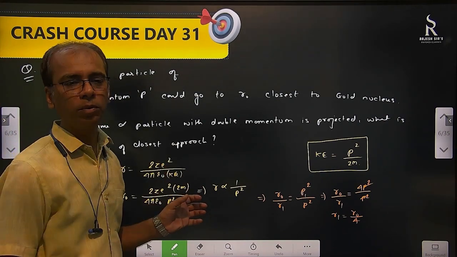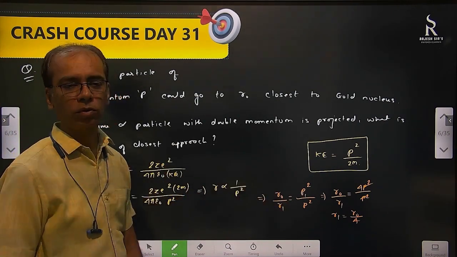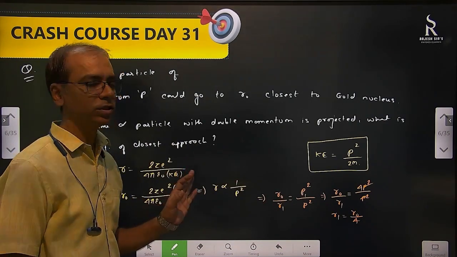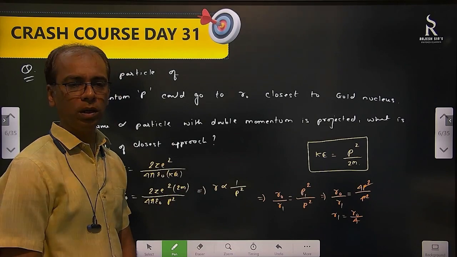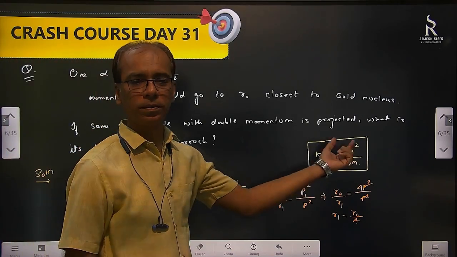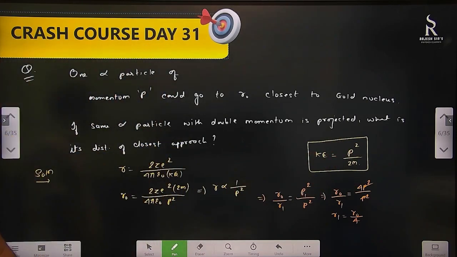If you are doubling the momentum, the distance of closest approach is going to decrease, and it will become 1/4 of what it was earlier. This relation we already know, so we used it: kinetic energy equals P square by 2m.